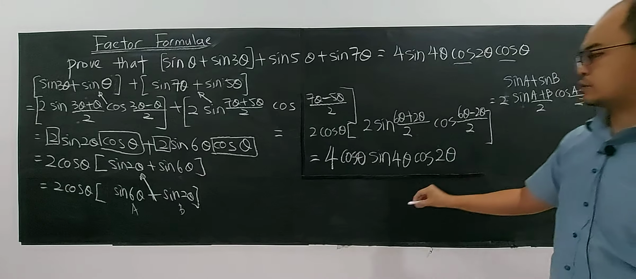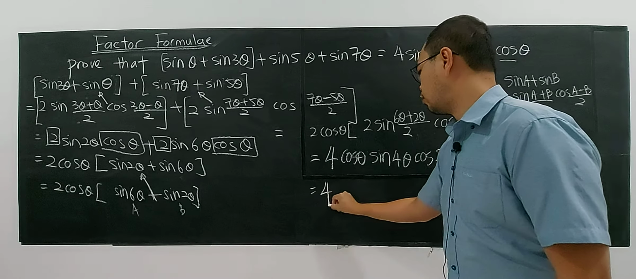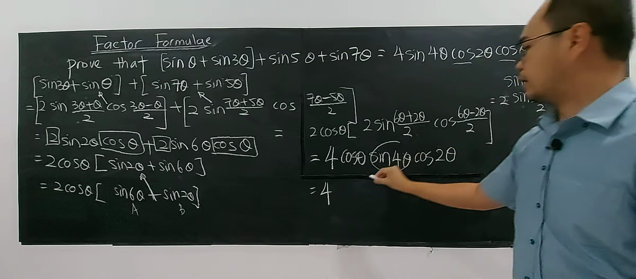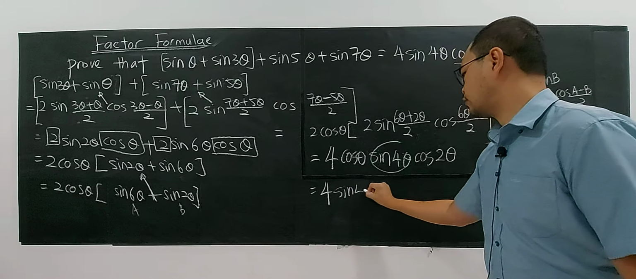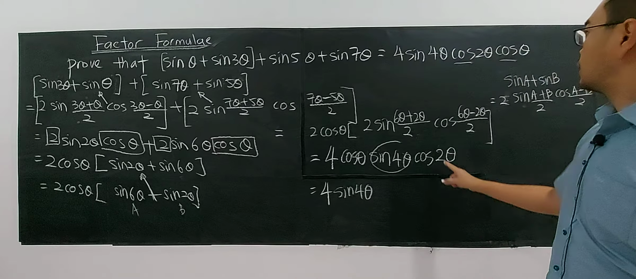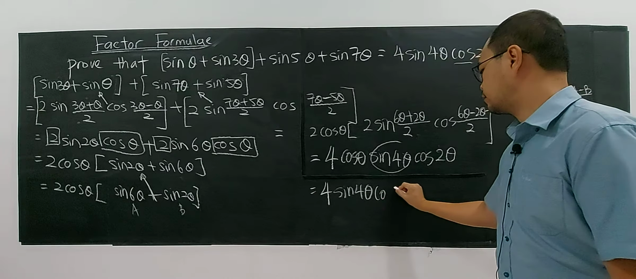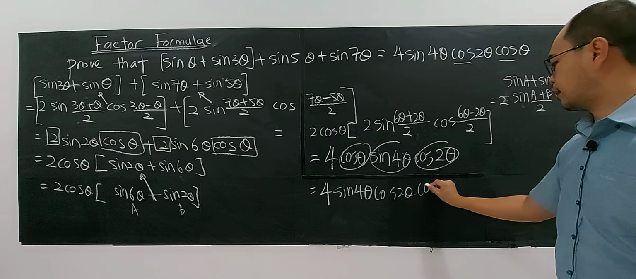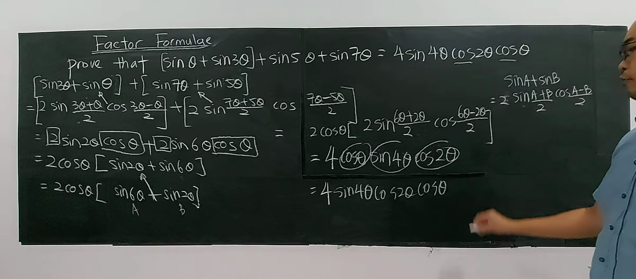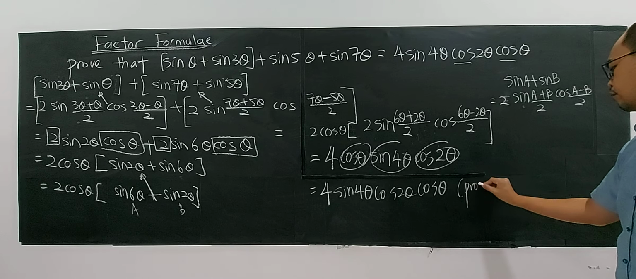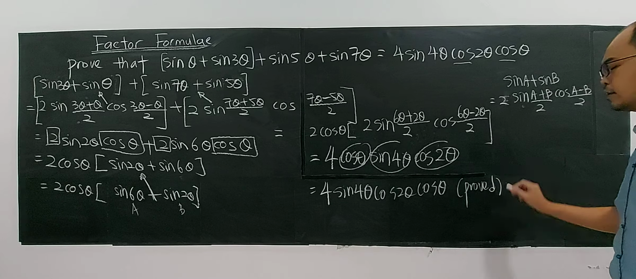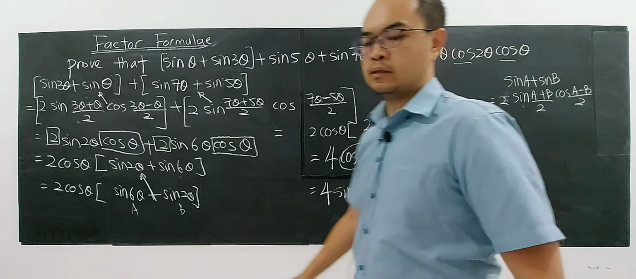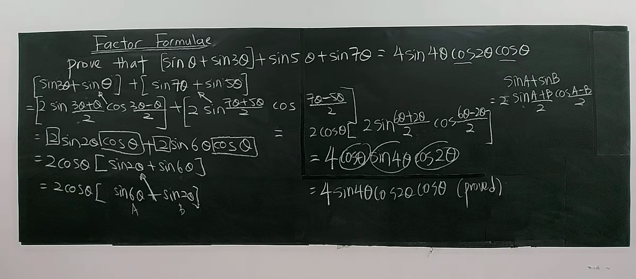If you rearrange this, it becomes 4 sine 4 theta cos 2 theta cos theta, and all you have, right? Finally, you have proved this identity purely by applying the factor formula. So I hope you understand all the proving questions. It just gives you an idea of how to prove an identity, right?